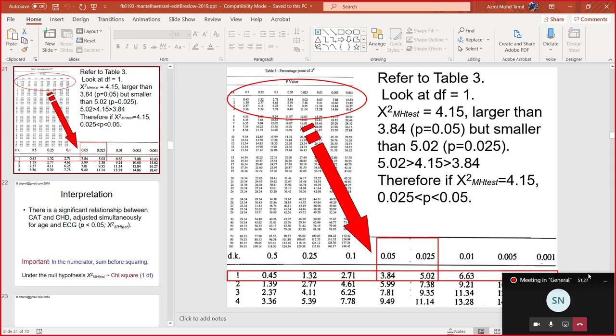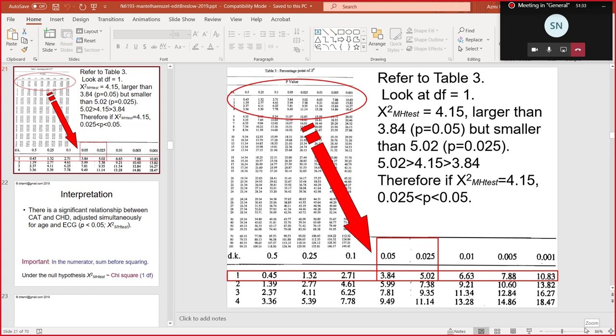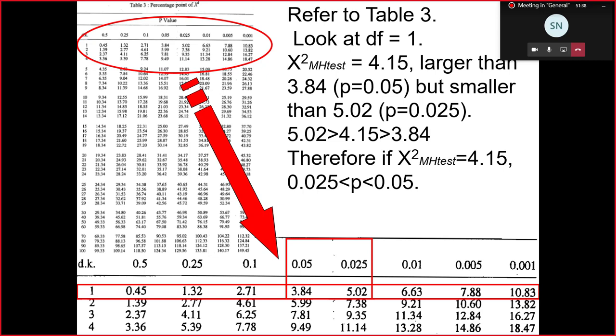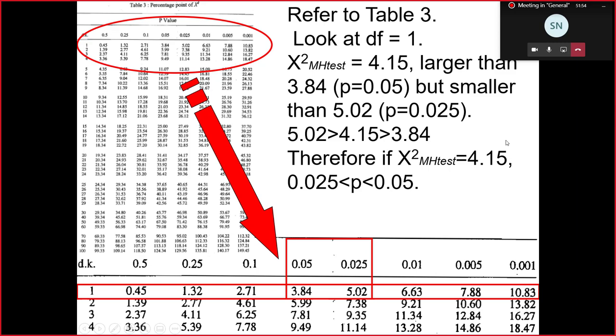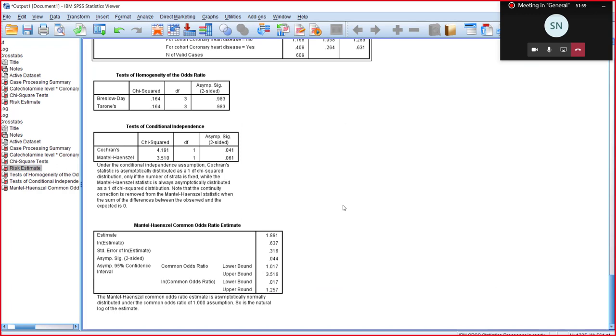Okay, we ended at this one. We say that even after adjusting for age and ECG changes, it is still significant. So our problem is the value. The value here is 4.15. So you look here at the output table. There is no 4.15. So if you look here, the 4.15 is here. 4.19.